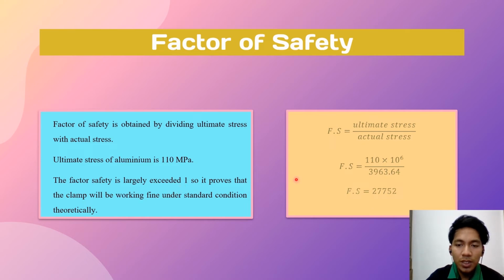under the normal condition. So we use the formula to find the factor of safety, which is the ultimate stress over the actual stress. The ultimate stress has been provided as 110 times 10 to the power of 6 over 3963.64 Pascal, and we will get 27,752. That is the factor of safety for the structure.